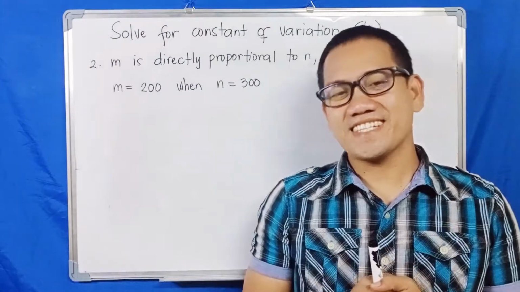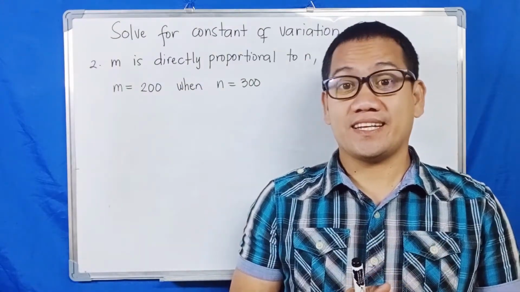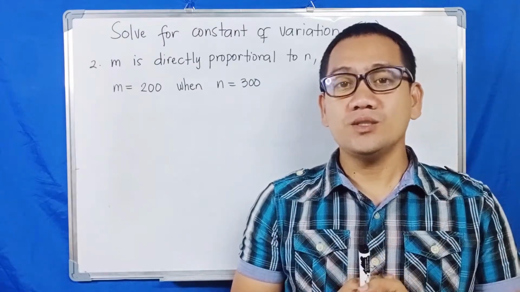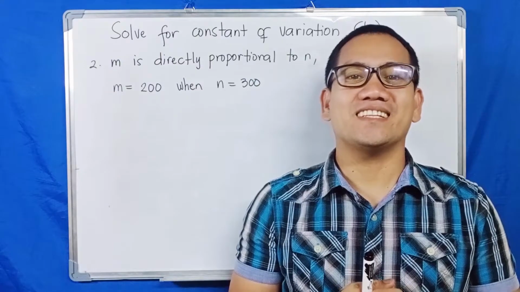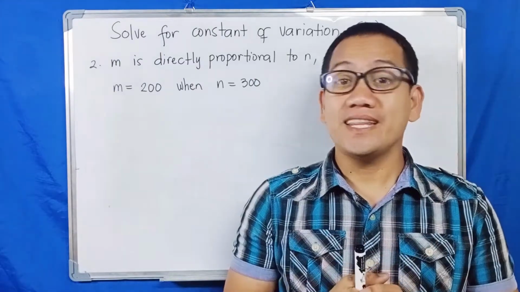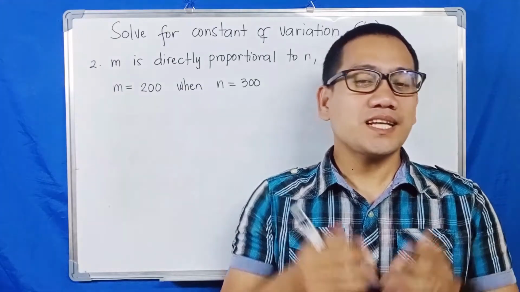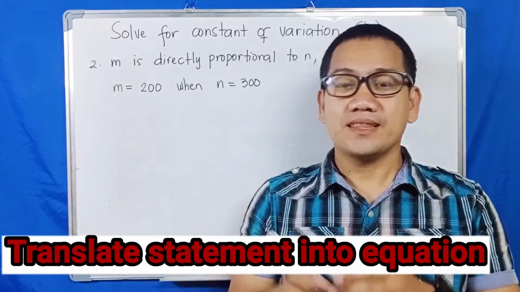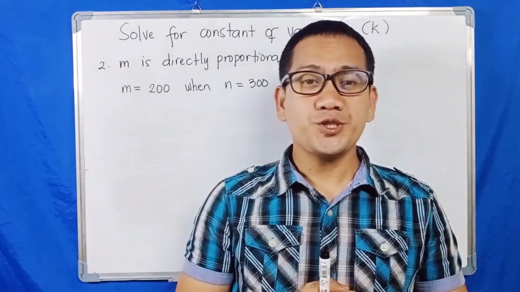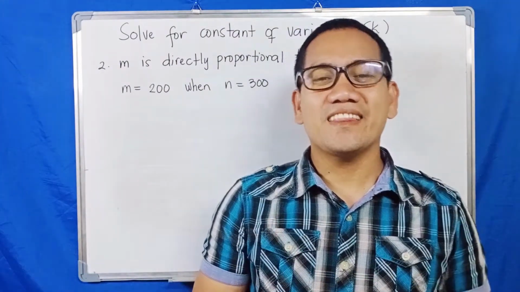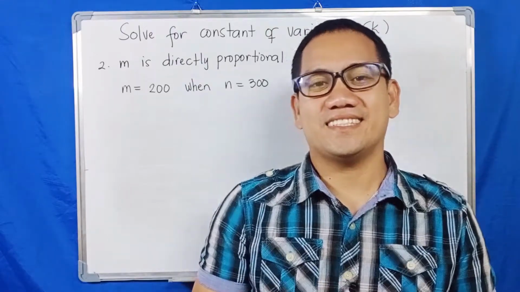Let's have the second example. M is directly proportional to n. M is equal to 200 when n is equal to 300. So how will we determine the constant of variation? Again, let us try to translate our statement into an equation. Since m is directly proportional to n, we can write this as m equals kn.